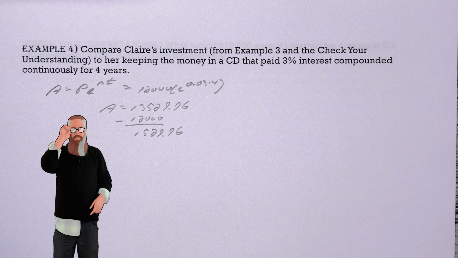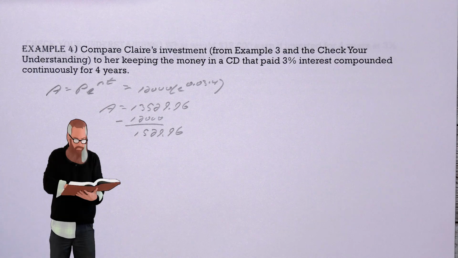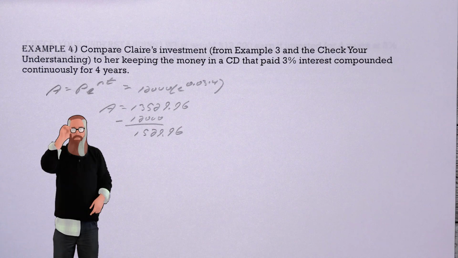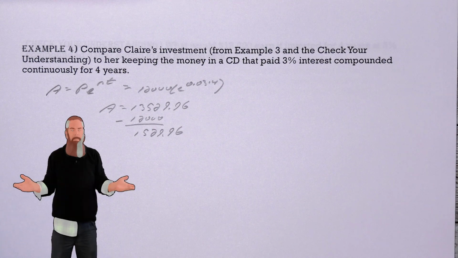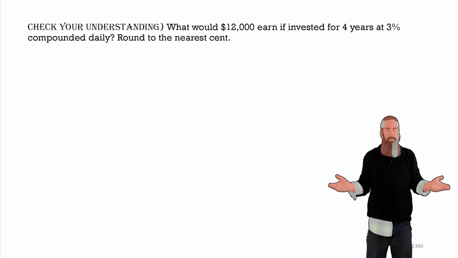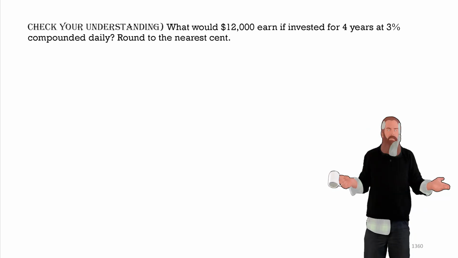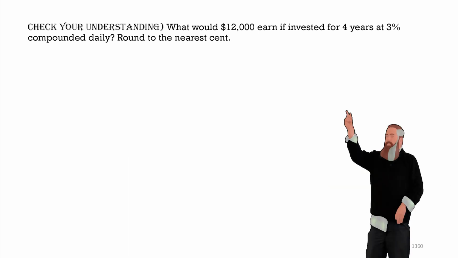This is much more than the $266 earned if the stock dropped in price as it did in example 3. It is much less than she would have earned if the stock rose in price, as in the check your understanding problem that followed it. Let's check our understanding of this by saying, what would $12,000 earn if invested for 4 years at 3% compound daily, and round that to the nearest cent?